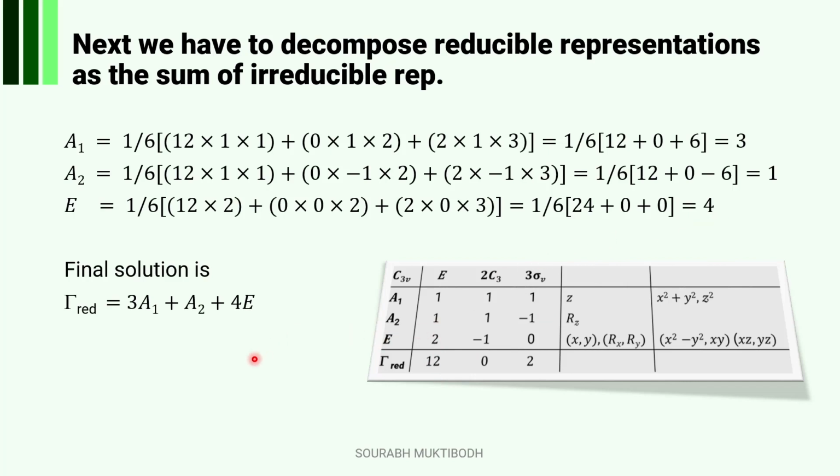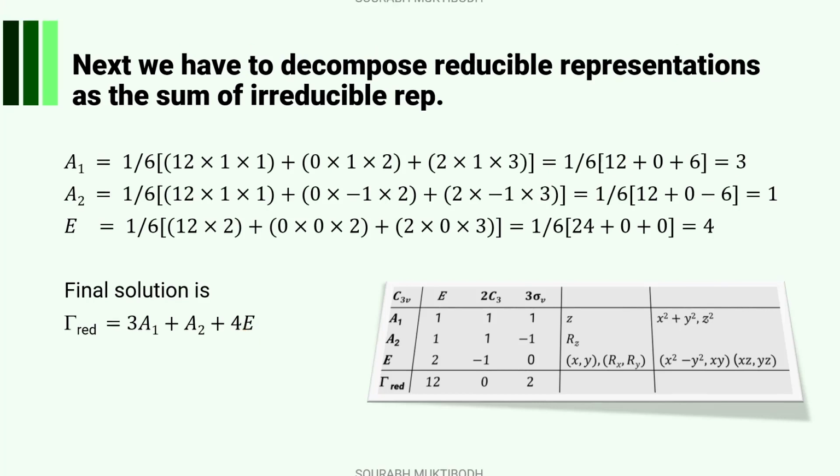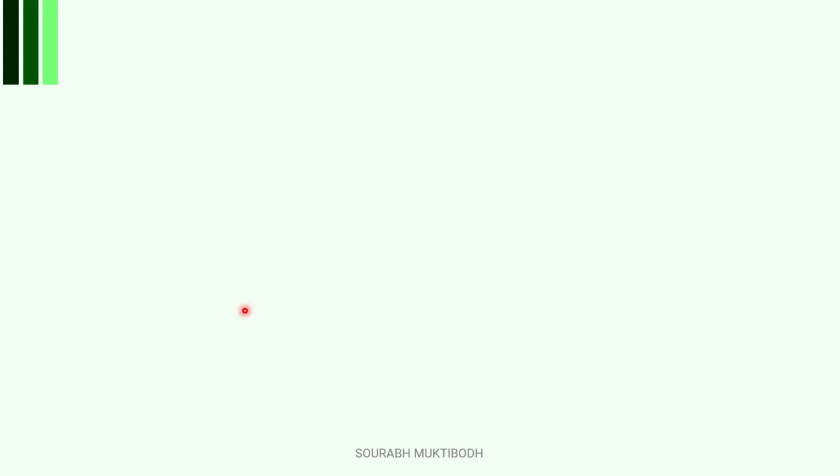We can further see that this result is correct by saying that A1 and A2 are one-dimensional and E is a two-dimensional irreducible representation. So this is 3 plus 1 plus 4 times 2, that is 3 plus 1 plus 8, so 4 plus 8, that is 12. There are 3N degrees of freedom in a molecule, so for 4 atoms it is 4 into 3, that's 12. So this result is correct as far as our theory is concerned.